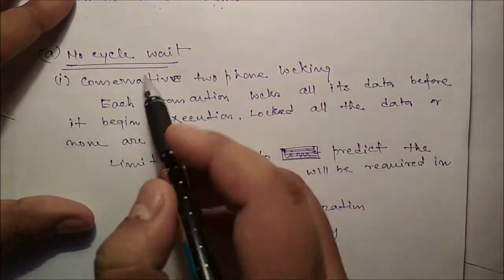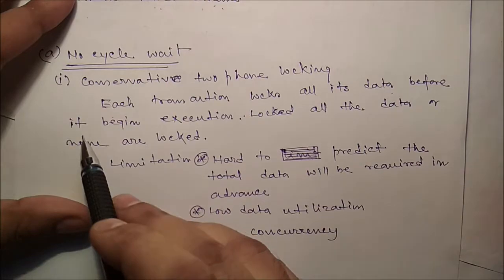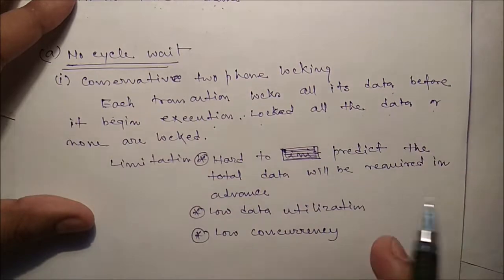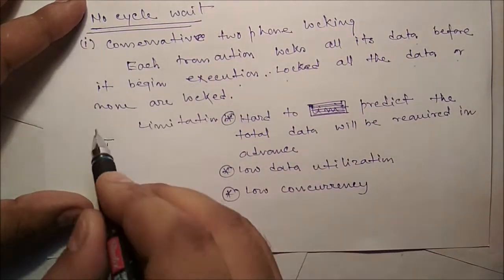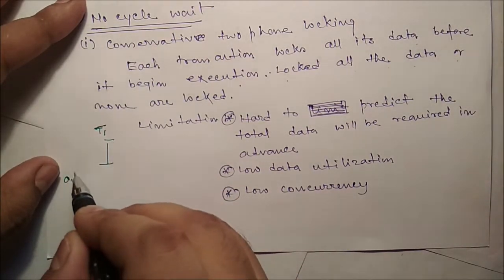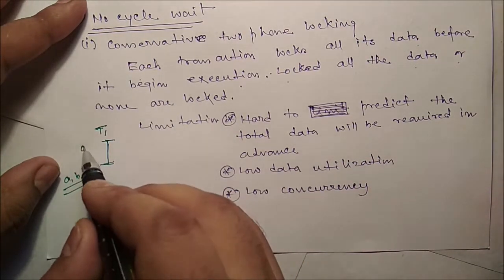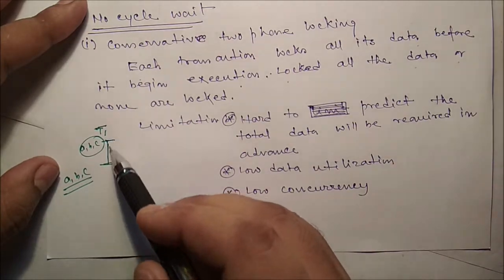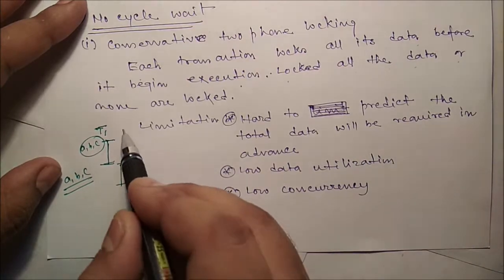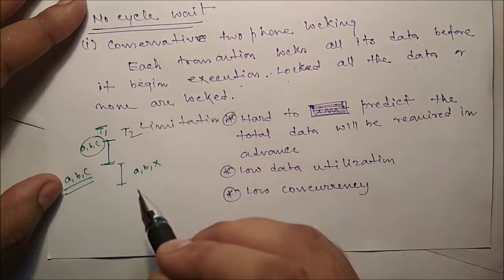Now you can see here, in conservative two-phase locking, each transaction locks all its data items before it begins execution. Either all the data are locked or none are locked. That means, say transaction T1 needs to execute something, and T1 needs the variables A, B, C. So before the beginning of its transaction, T1 holds all the locks A, B, C, so that T1 should not wait for others. Similarly, suppose transaction T2 is there.